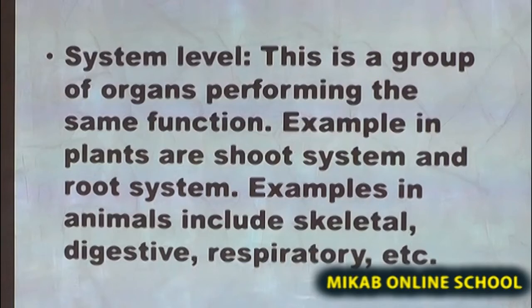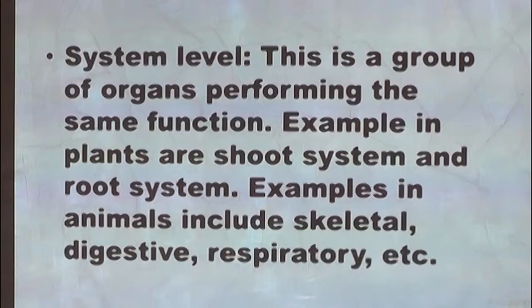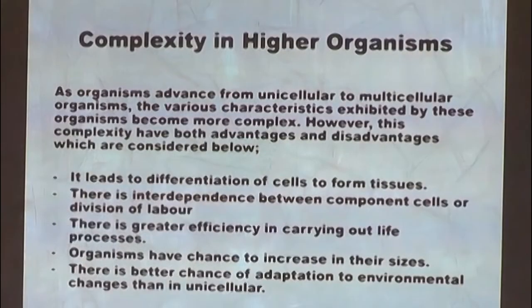In the case of plants, we have the ones we call shoot system. Then in the case of the same plant, we also have what we call the root system. Then in animals, we have various systems in the body: the digestive system, reproductive system, excretory system, circulatory system, and so on. So at this point, we want to take a look at the complexity in higher organisms.